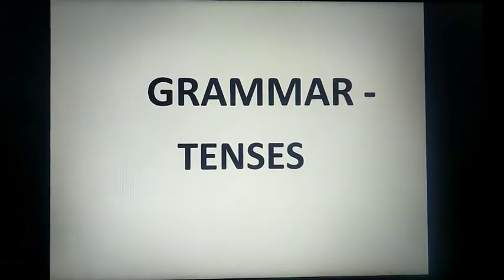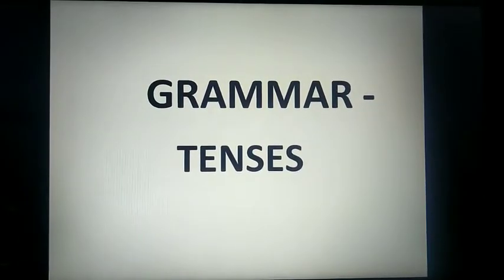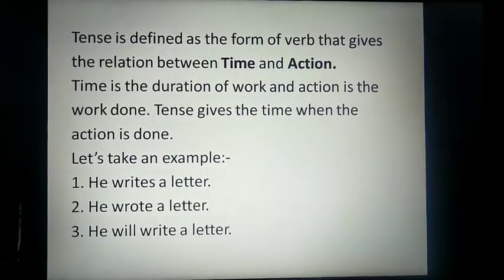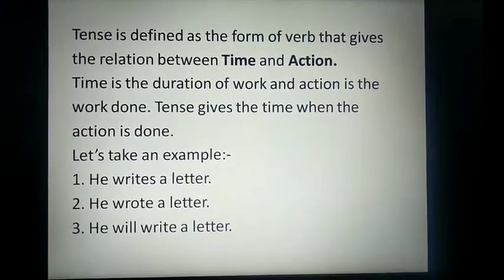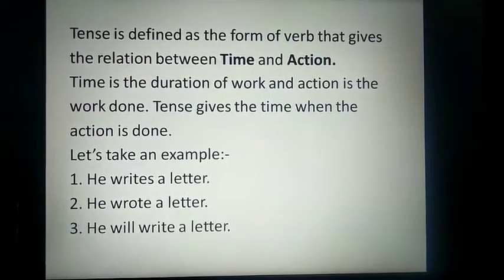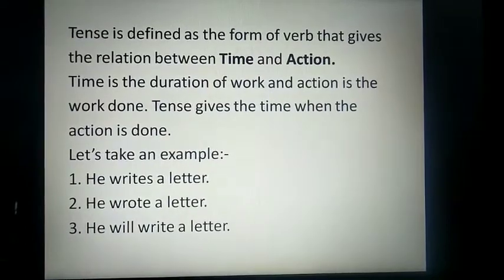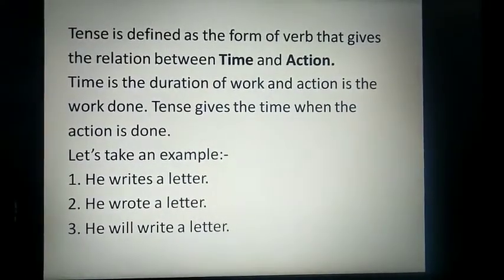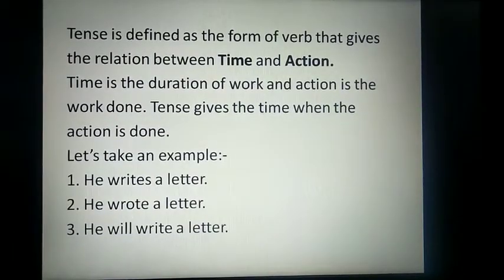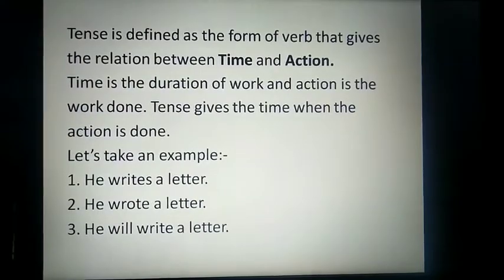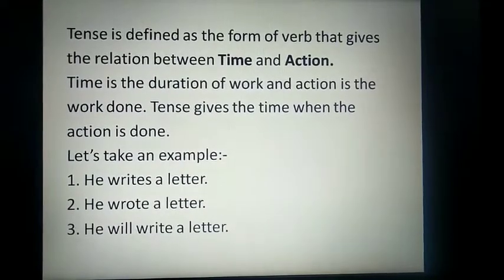So let's begin with the first topic in grammar, that is tenses. Now what is tense? Well, tense is defined as the form of verb that gives the relation between time and action. Time, that is the duration of work, and action is the work done. So what does tense give us? It gives us the time when the action is done.